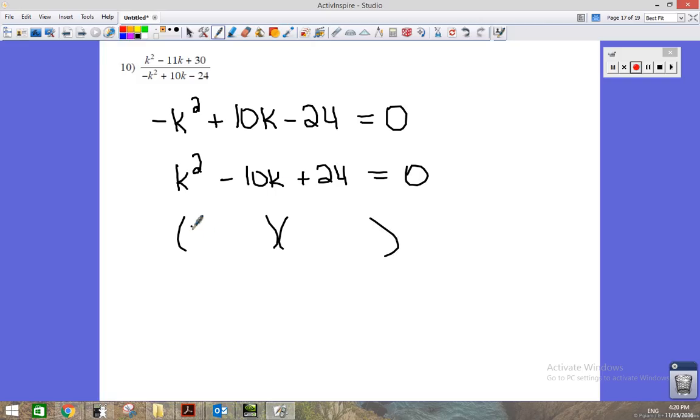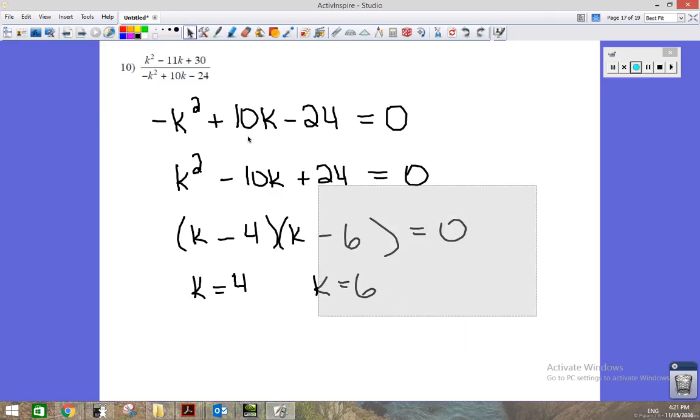So now when I factor this, I need two numbers that when multiplied together are positive, but when added are negative. Well, that means that these are going to be both negative numbers. They have to multiply to give me positive 24, but add to give me negative 10. So 4 and 6 do the job. Minus 4 and minus 6 do the job. And so 4 minus 4 would give you 0. 6 minus 6 would give you 0.